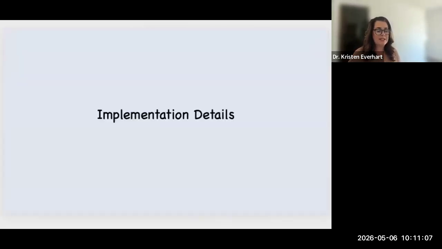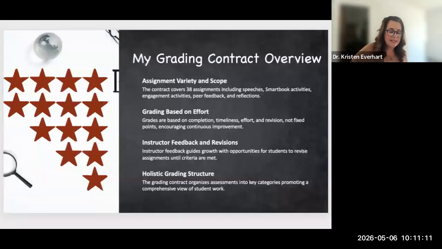Okay, so implementation details and how I've implemented it. I created it into a formula because a lot of people I talked to who wanted to do labor-based grading, or still want to do it, just felt overwhelmed and didn't really know where to start with everything. So I'll provide you with a little toolkit at the end.